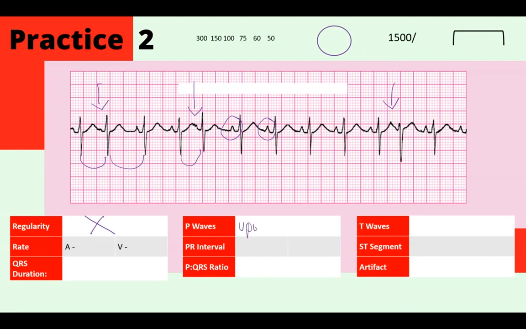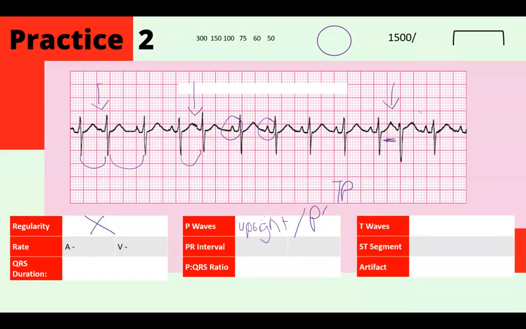Most P waves are upright. But I potentially have some P prime waves in there, some P waves that look different, or you might call it a TP wave because you can only really see one bump in between those QRS complexes. So maybe that P wave has kind of merged and fused with the T wave before it.